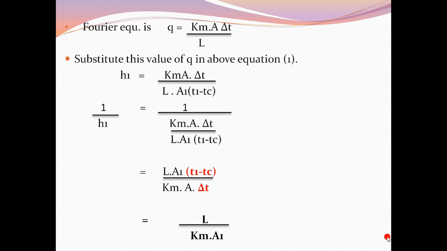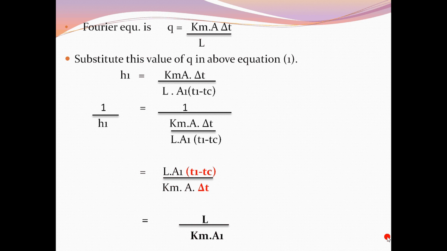Because these are similar or analogous terms to this K by L, right? If you invert this equation, then 1 upon H1 equals 1 upon Km A delta T divided by L into A1 (T1 minus Tc). Again we simplify this equation, just invert it, meaning the denominator part, L into A1 into (T1 minus Tc), is shifted towards the numerator side as per mathematical rules.